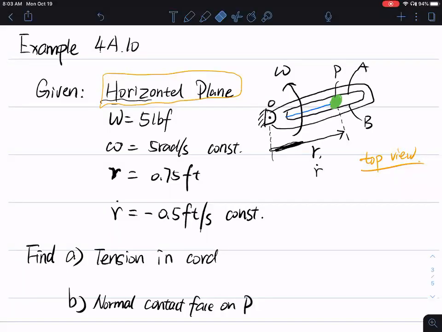Yeah, when we look at this problem, whenever you see horizontal plane, you should immediately think, okay, everything is on the table. So you're looking at the top view. If you're looking at the top view, that reminds you you shouldn't have friction force on your free body diagram. That's a keyword. So let's look at this.